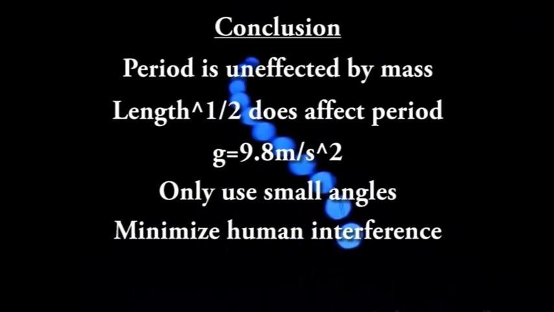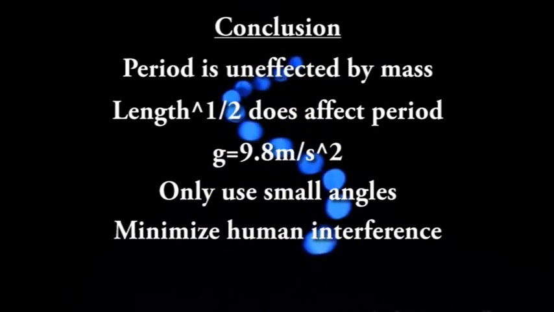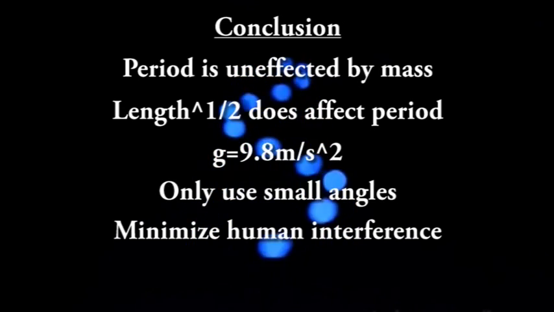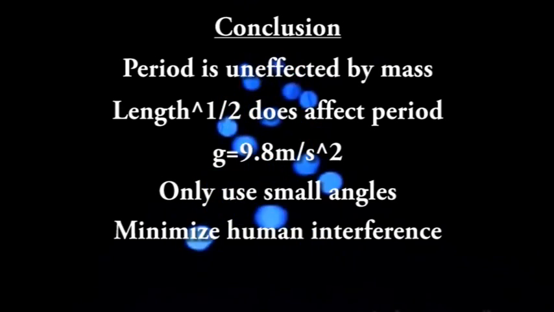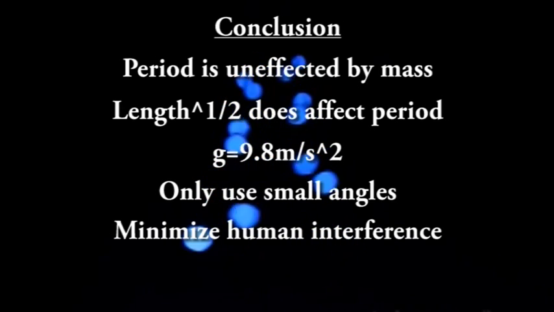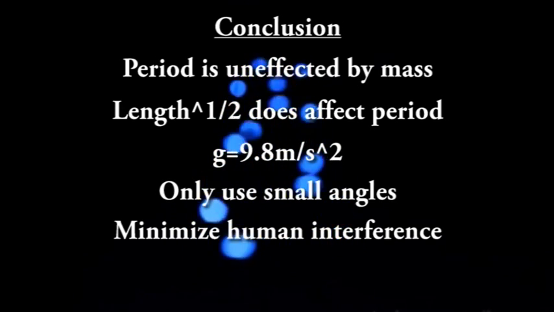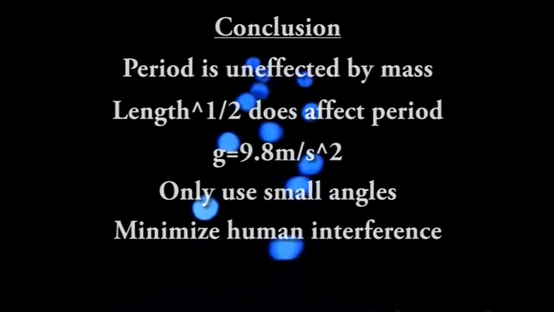The period of the pendulum is unaffected by its weight, but the period is affected by its length to the 1/2 power. Proven by our data, gravity equals 9.8 meters per second squared. Minimizing the size of the pendulum's angle and minimizing any human interference will greatly reduce any error.